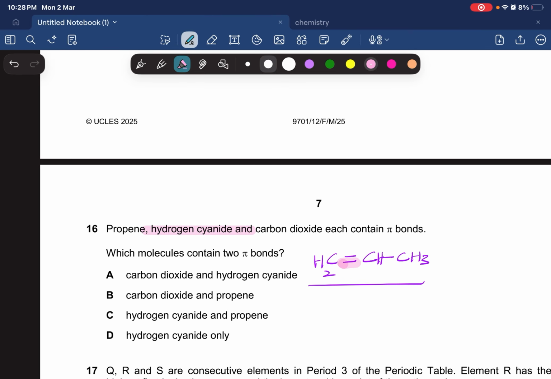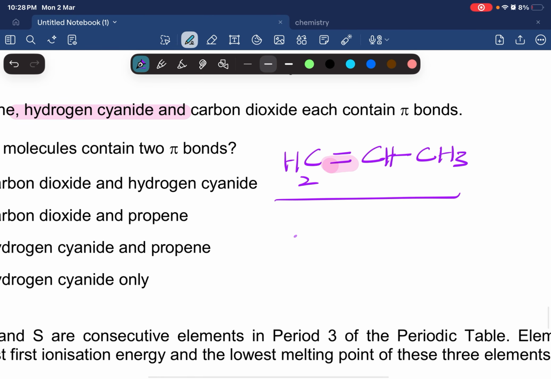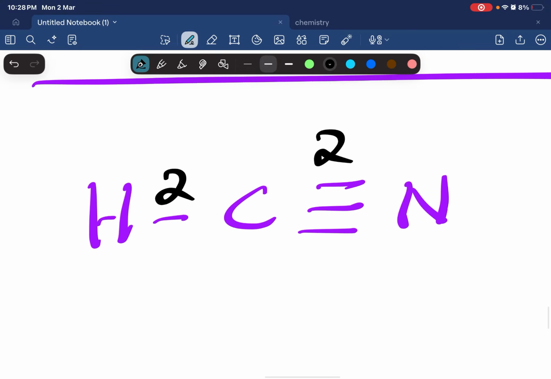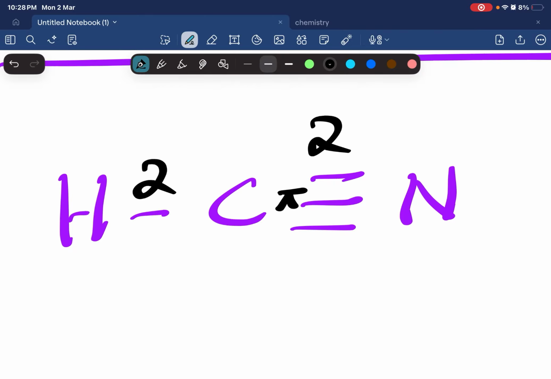Hydrogen cyanide is H bonded to C, triple bonded to N. We know that the first bond is going to be the sigma bond. The remaining two bonds are going to be your pi bonds. So it has two pi bonds.